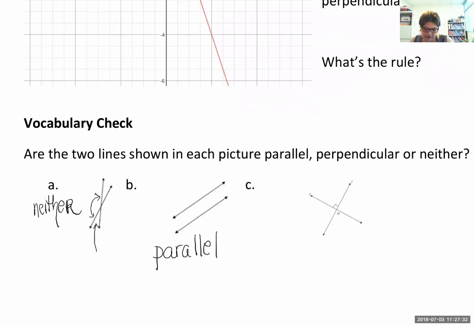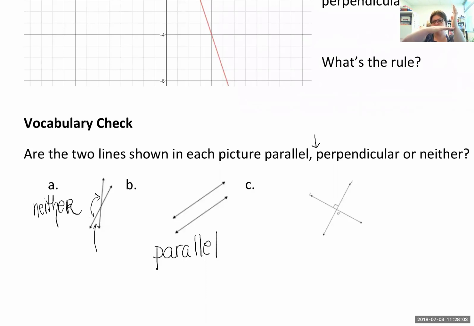Now let's look at pair C. Again, we're just doing a little vocab check. Are they parallel, perpendicular, or neither? You can see pair C are intersecting. So there's a possibility that they're perpendicular, but are they intersecting at a perfect right angle? Not only do they appear to be at a perfect right angle, it looks like they are. Those look like nice corners there. You might be saying, but Kate, they're slanted. It doesn't matter if they're slanted. It matters if they're at that perfect angle.